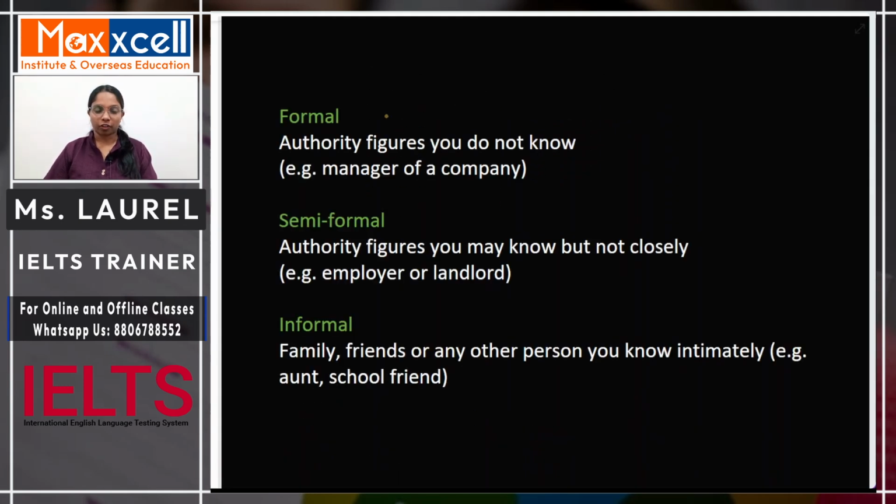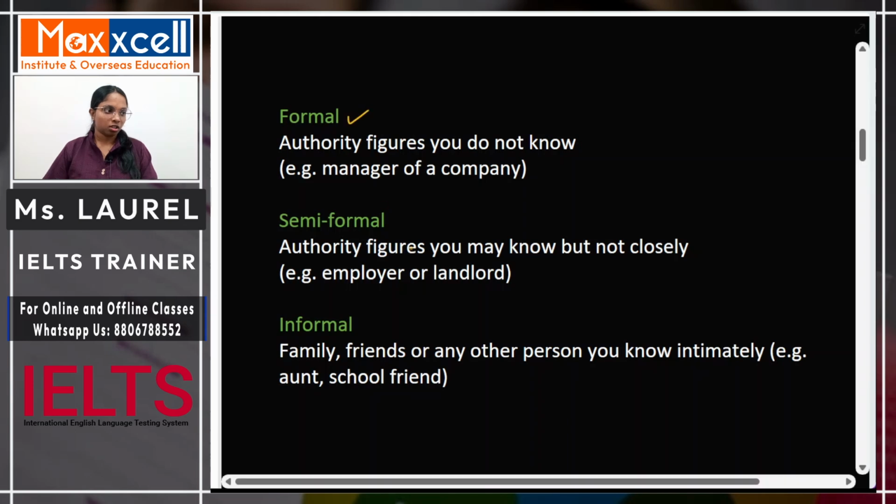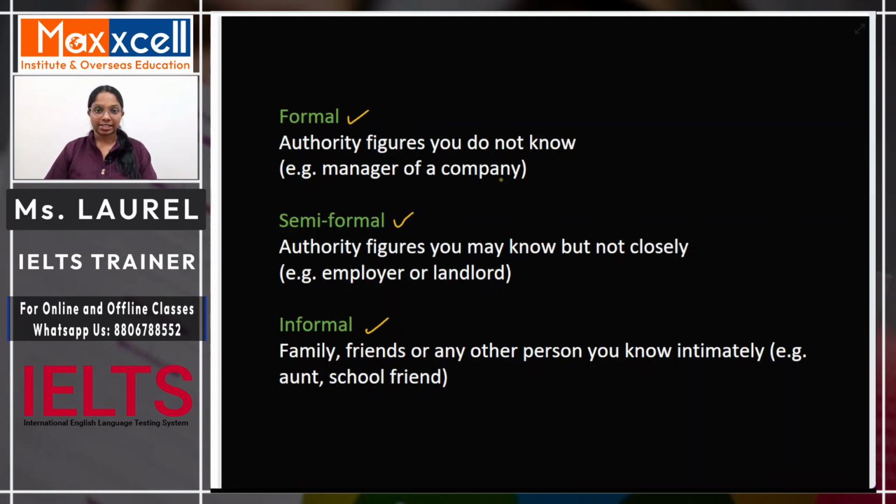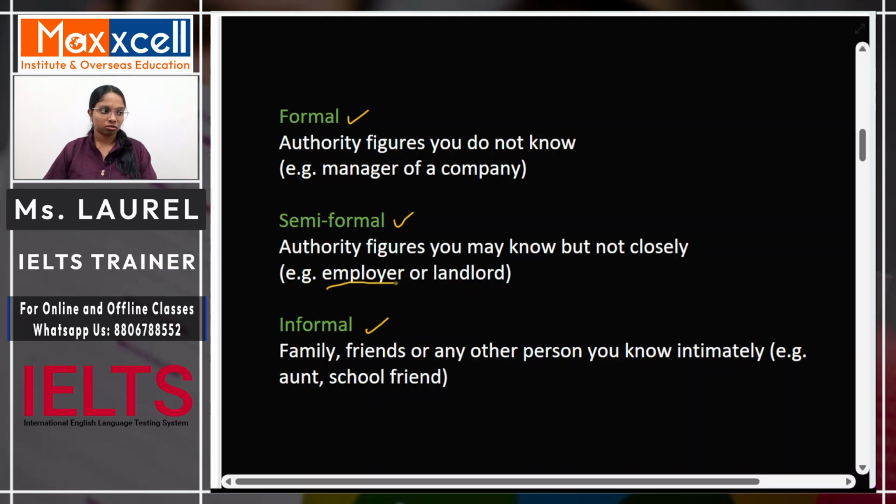We have three types of letters, namely formal, semi-formal, and informal. Now, formal letters are written to authority figures you do not know. For example, if you are applying for a job at a certain company, then you are writing a letter to the manager. Coming to semi-formal, they are authority figures you may know but not closely. For example, an employer or your landlord, right?